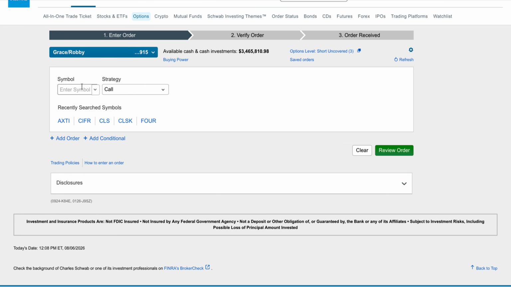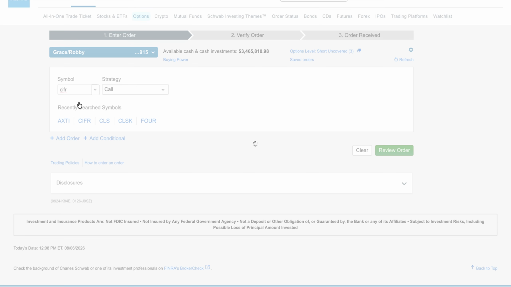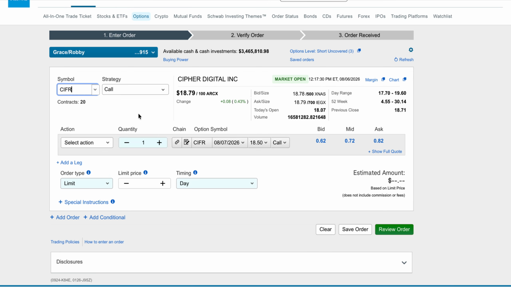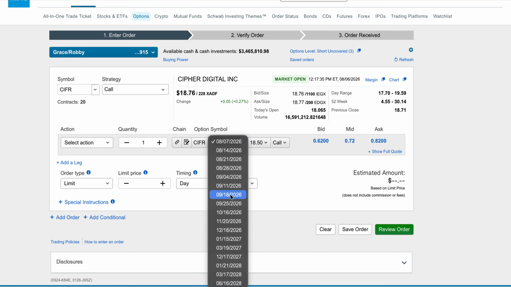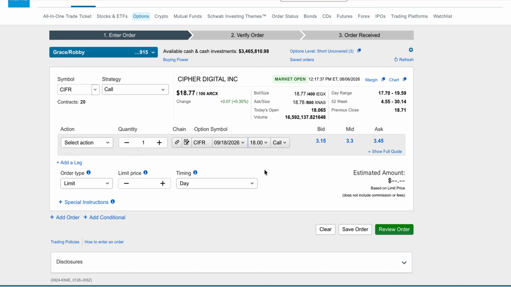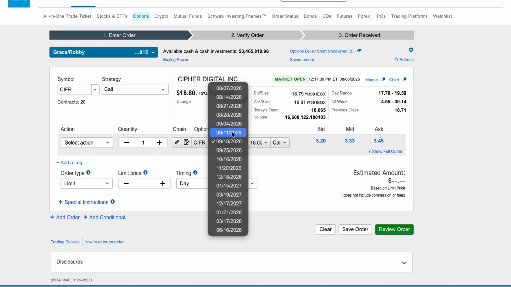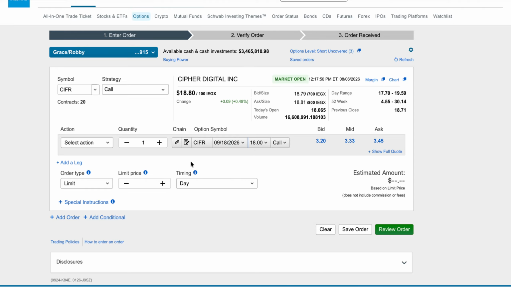So we're going to come over here and we are going to look at Cipher options. So here we would then pick a month out. So let's go for 918. That is kind of like the main expiry. Of course, you can do 904, which would be closer to a month, but 918 is the main expiry. So it's the third Friday expiration of every month that is the main. That's going to have the most volume, the most liquidity. That's going to be the easiest one to sell and the easiest one to buy at market price.